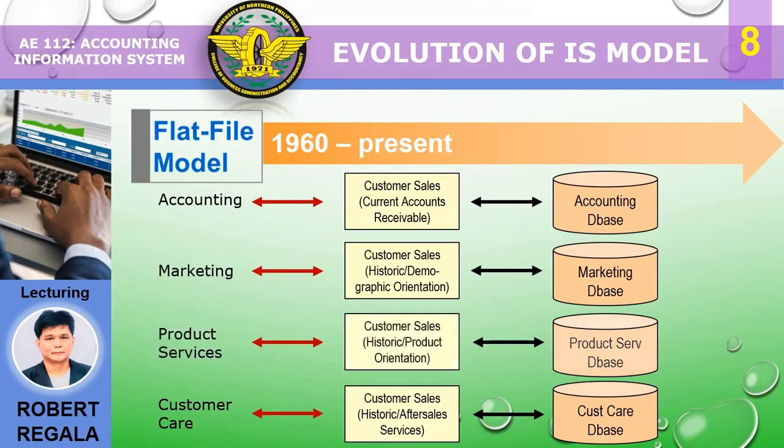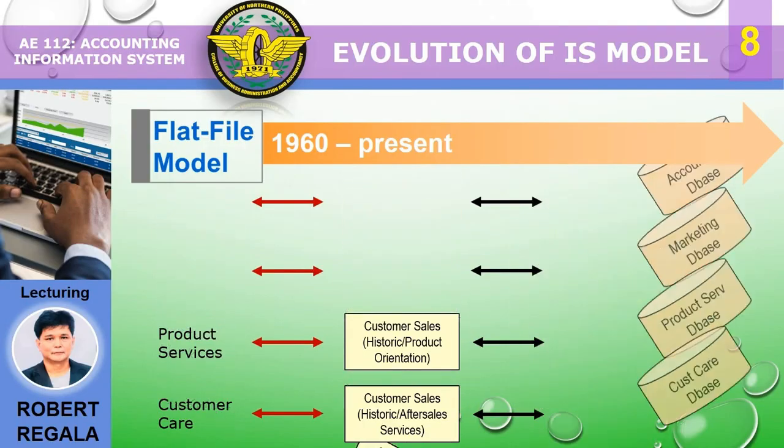The product services group needs customer sales data organized by products and structured to show scheduled service dates. Such information is used for making after-sales contacts with customers, to schedule preventive maintenance, and to solicit sales of service agreements. The customer care group also needs the customer data for accessing history of call-ins and call-outs, for customer inquiries and complaints. The data redundancy demonstrated in this example contributes to 3 significant problems in the flat file environment.